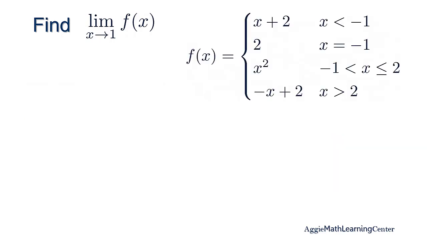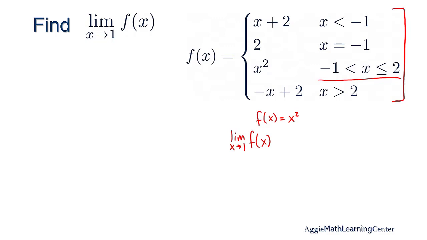To use the equation, we need to find which of these intervals apply when x is near 1. In this case, 1 is well within the interval from -1 to 2, so the only segment of the function pertinent to this limit is the parabola f of x is equal to x squared. And we can say that the limit of f of x as x approaches 1 is equal to the limit of x squared as x approaches 1.